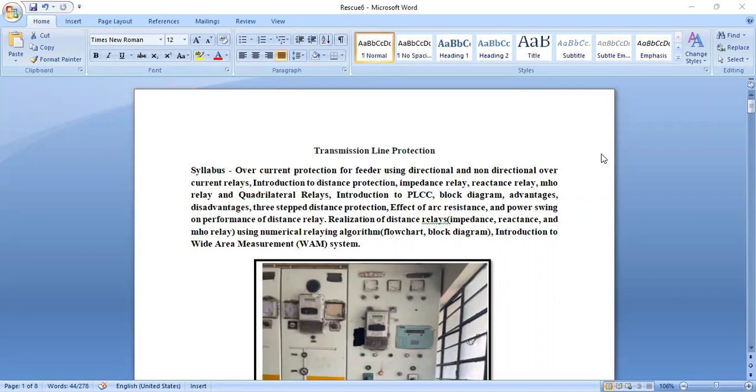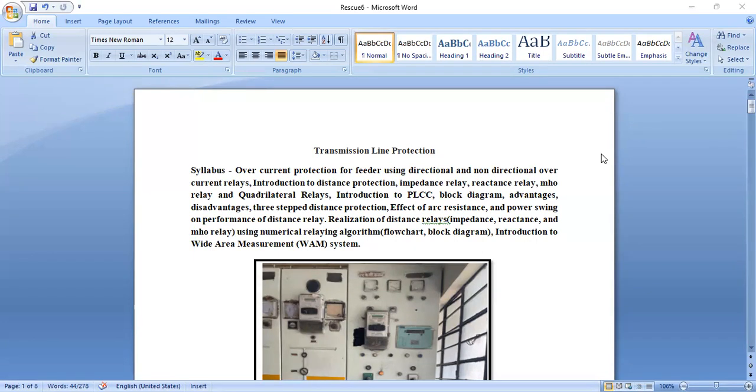Now start the lecture for transmission line protection. So in this unit we have to cover overcurrent protection for the feeder using the directional and the non-directional overcurrent relays. Then what are the different types of protection schemes we can use for the transmission line protection. Then introduction to distance protection. Again, it is classified into the three types: impedance, reactance, and the mho relay.